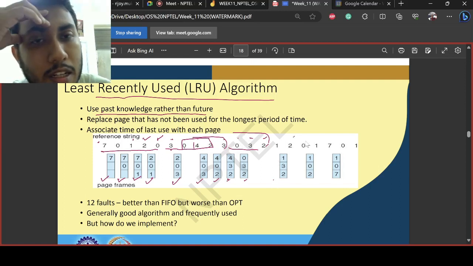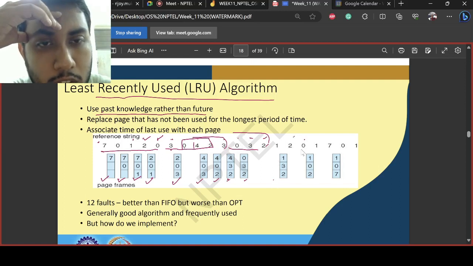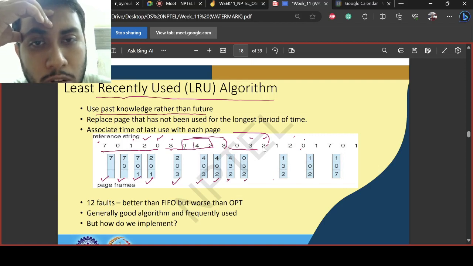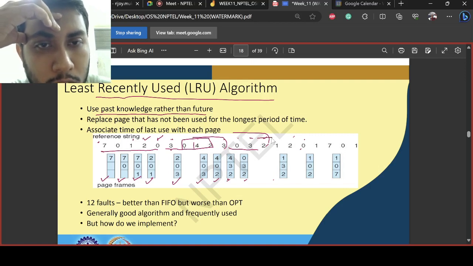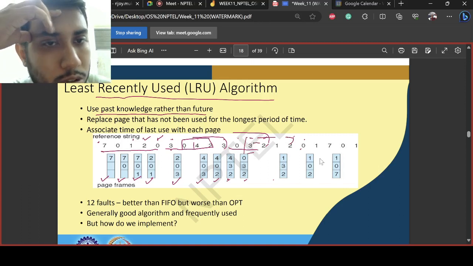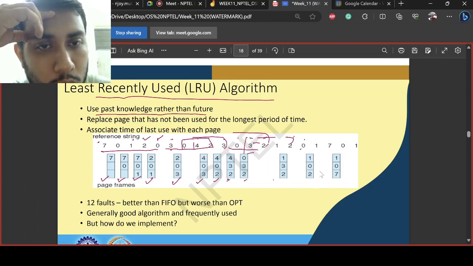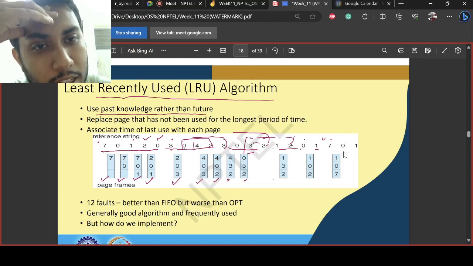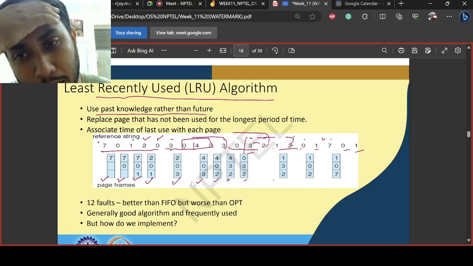2 is already present. Then when 0 is requested, it is not already present. So we will again look at the history to find out which has been least recently used of these. So 3 has been the least recently used. So 3 is evicted. 1, 0, 2. 1 is requested, already present. Now 7 is requested. So which of the following has been least recently used? 2. 2 is evicted. Fine. Then 0 is requested. 1 is requested, already present.